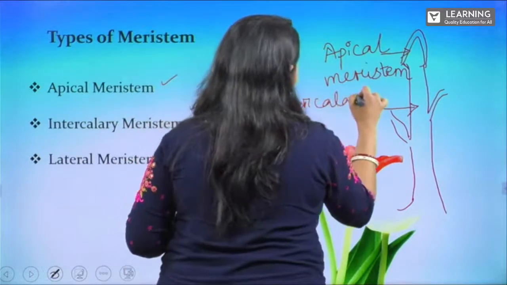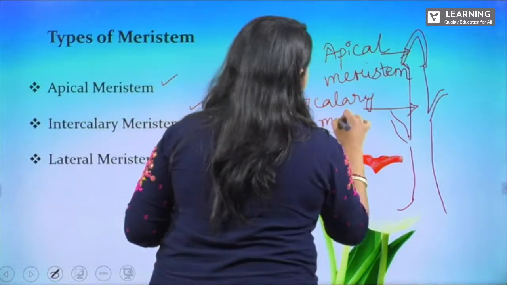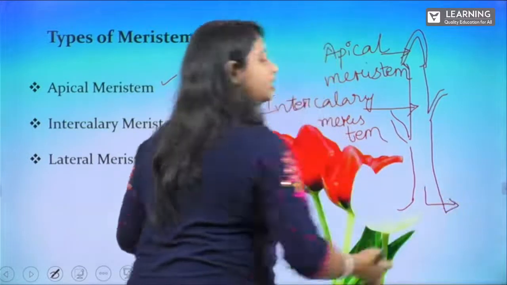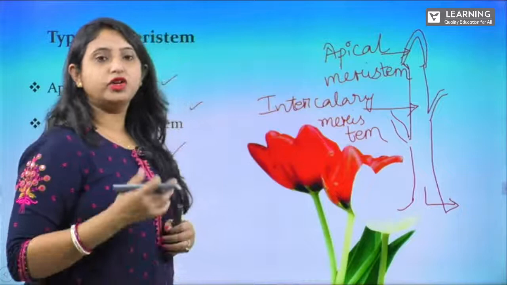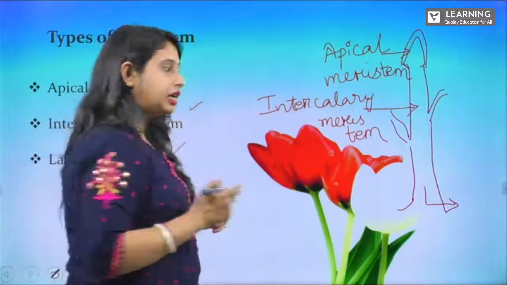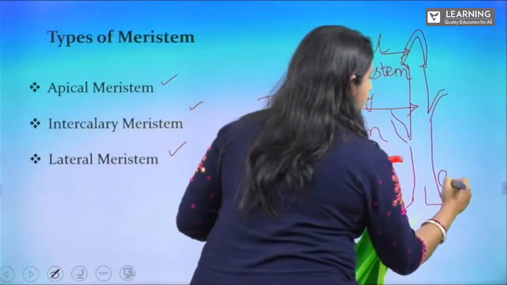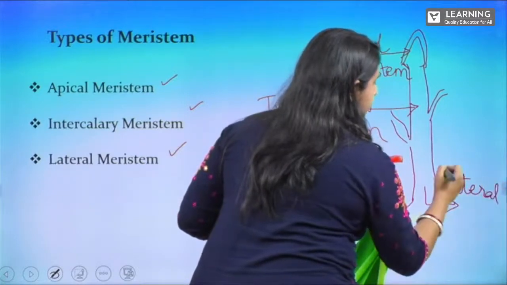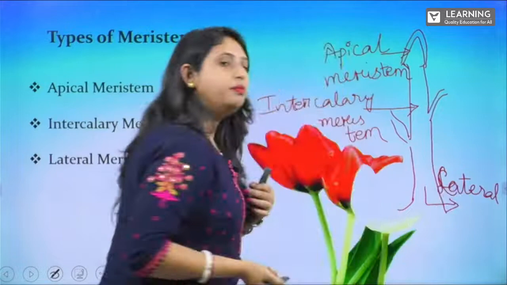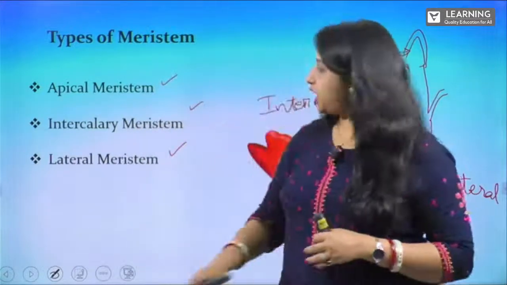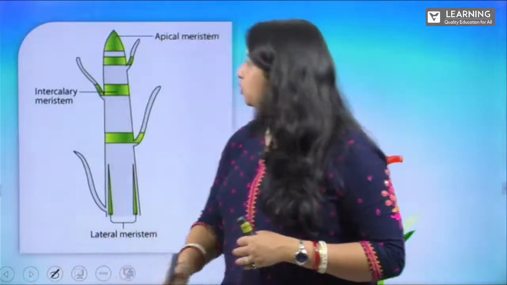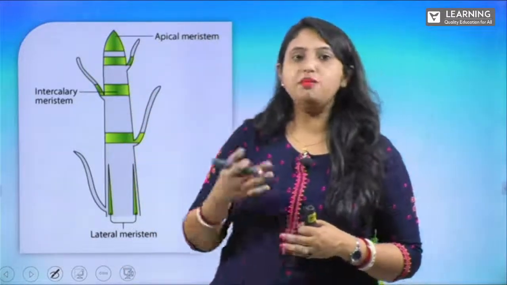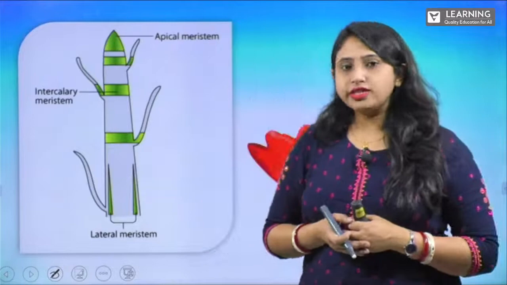Intercalary meristem is present in the center, and lateral meristem is present in the cambium. They are basically responsible for making the plant thick. So it is present in the cambium, that is your lateral meristem. So these are the three types of meristem. See the diagram of the various types of meristem.